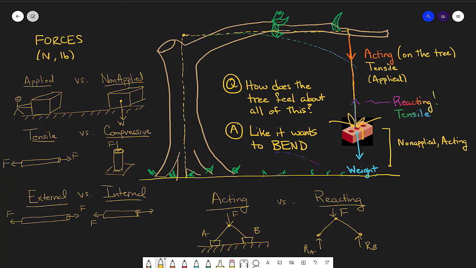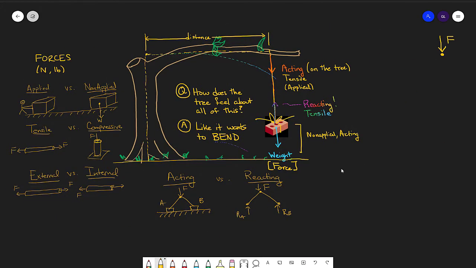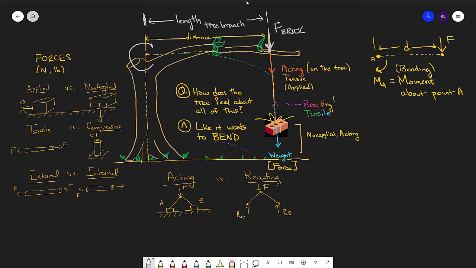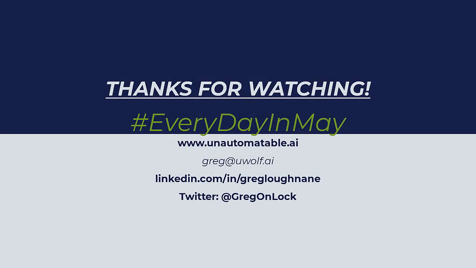And the answer is, it feels like it wants to bend. Hence the idea of a rotational force or a bending moment. So the force of the brick across the length of the tree branch gives us a moment. That's all there is to it.